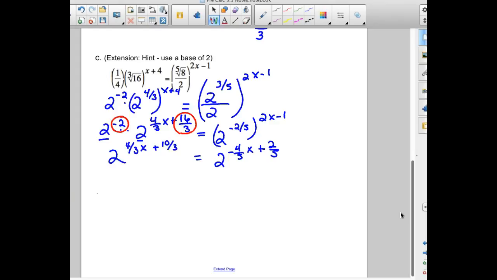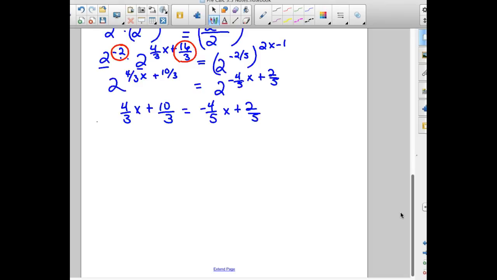All right, now we have a common base on both sides, which means the powers have to match. So 4/3 x plus 10/3 has to equal negative 4/5 x plus 2/5. And to solve that, since we have two different types of denominators and lots of fractions, let's go ahead and multiply everything by the LCD. We have a 3 and a 5, so we're going to use 15.